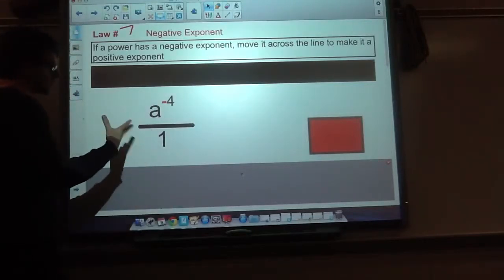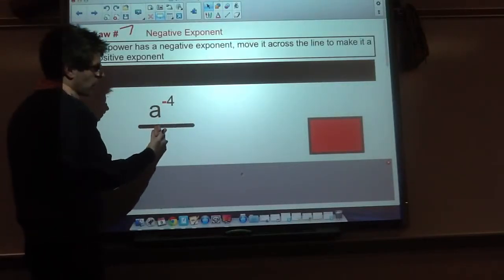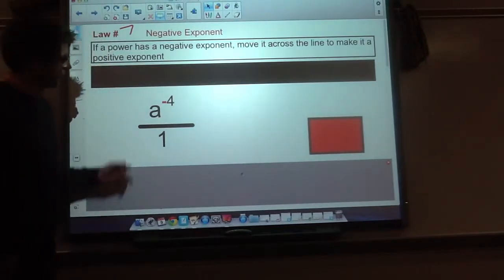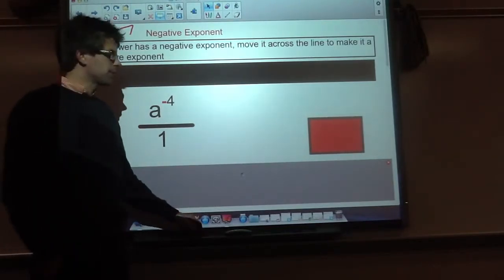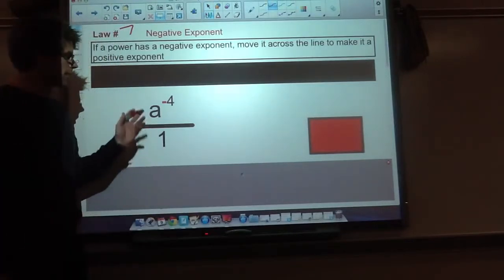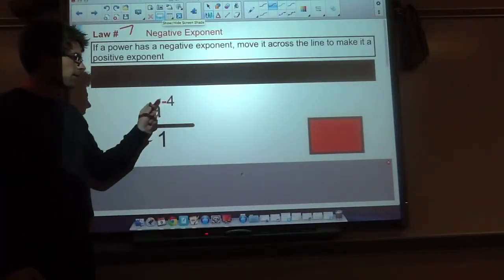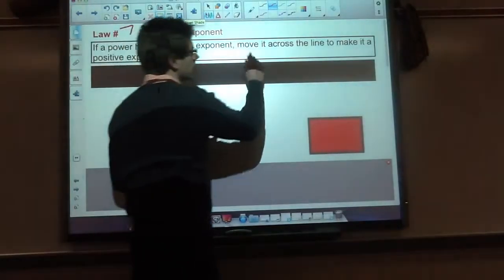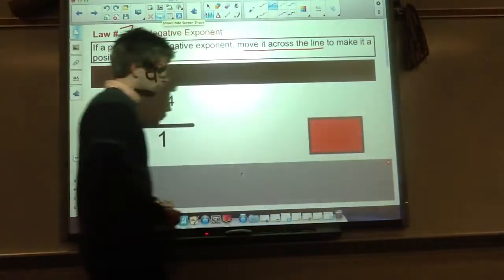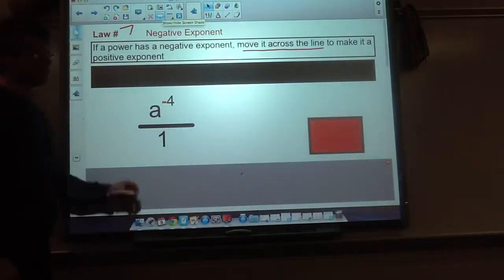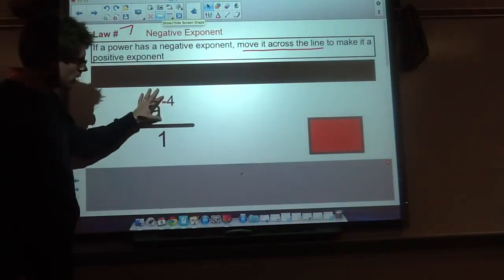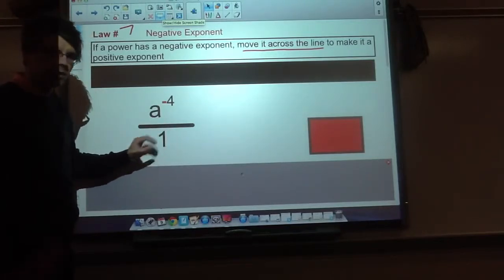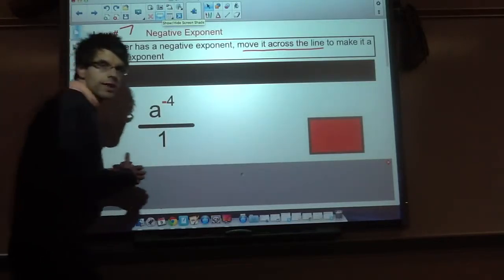I'm going to have an expression like this. It says a to the power of negative 4. And as we've said here now, we cannot just leave this as our expression. We must make this exponent positive. So as the law states, we're going to move the power across the line, which simply means we're going to move it from a numerator position across the line down to a denominator position. Okay? And so what that looks like is this.